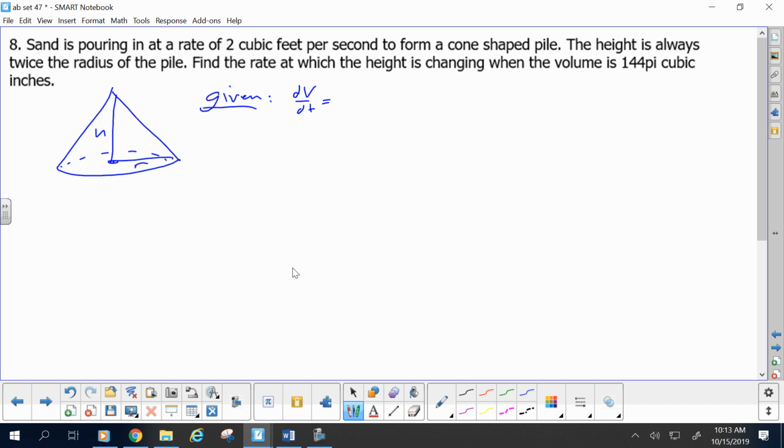V, D, T, is it a positive or negative change in volume? Positive, because it's pouring in at 2 cubic feet per second. You're also given that the height is always twice the radius. I'm not sure how to use that yet, but we'll get there. What do you want, and when? dh/dt, when?